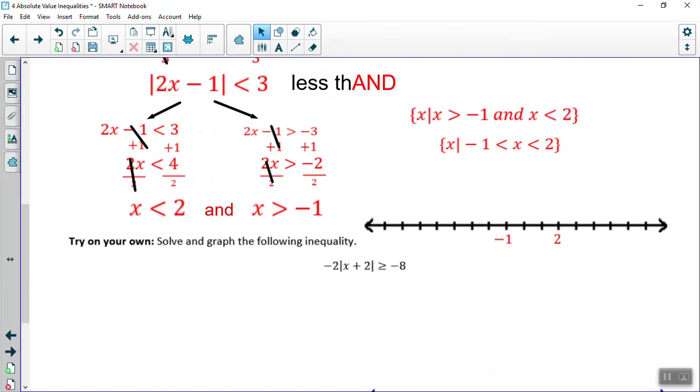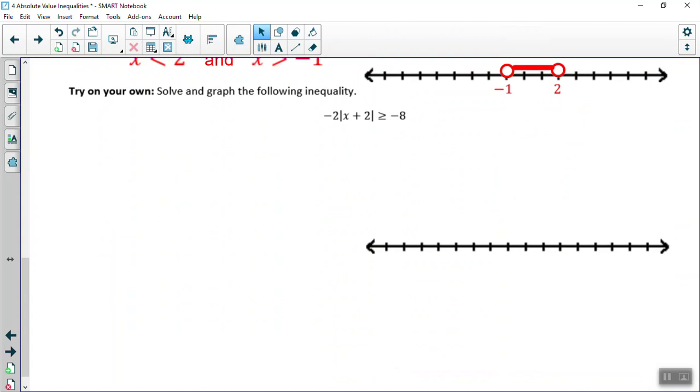All right, so here's my negative 1 and my 2. Okay, it's an and, so it's a dumbbell. And then I have no lines, so both sides are open circles. And then I fill in the middle. All right, I want you guys to go ahead and complete the last one on your own. I'll see you in class next time.